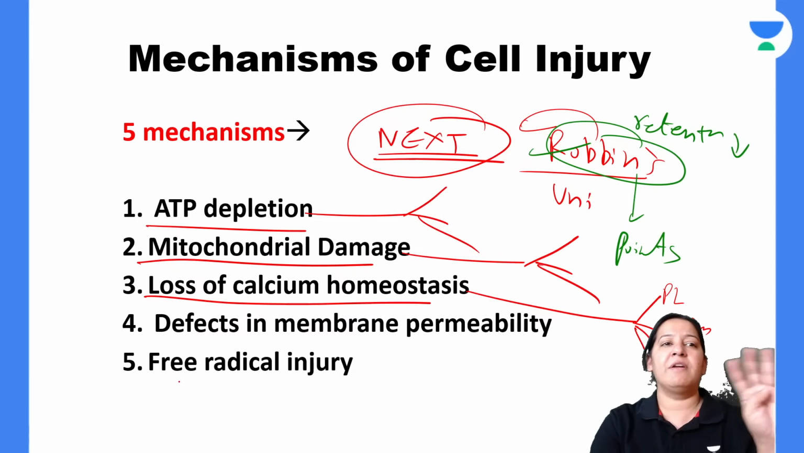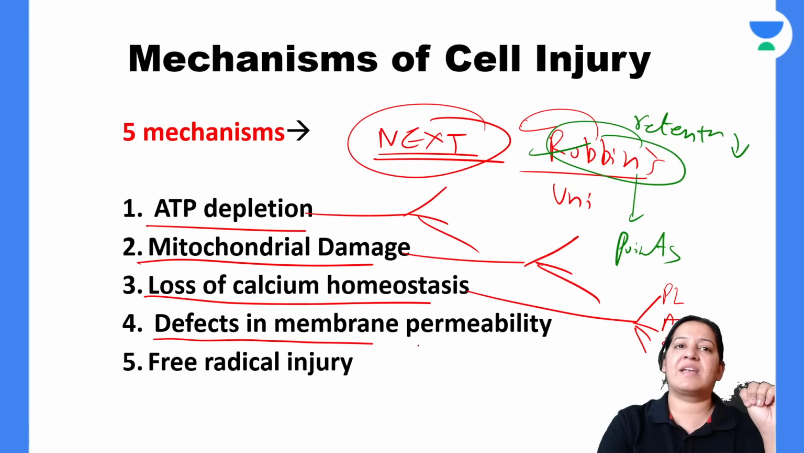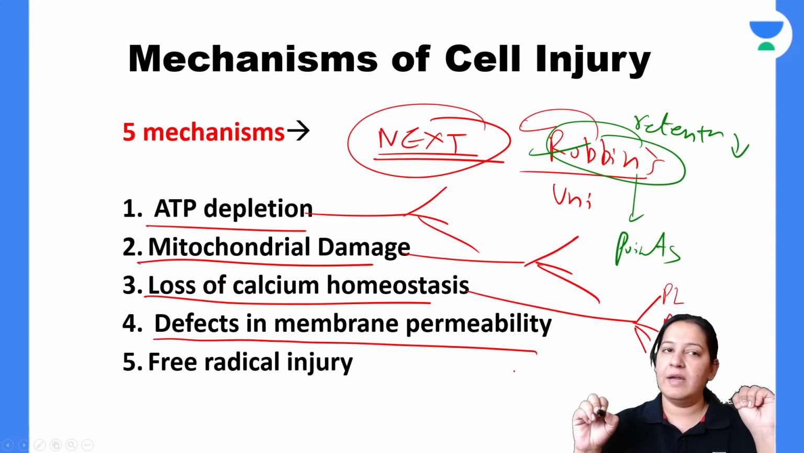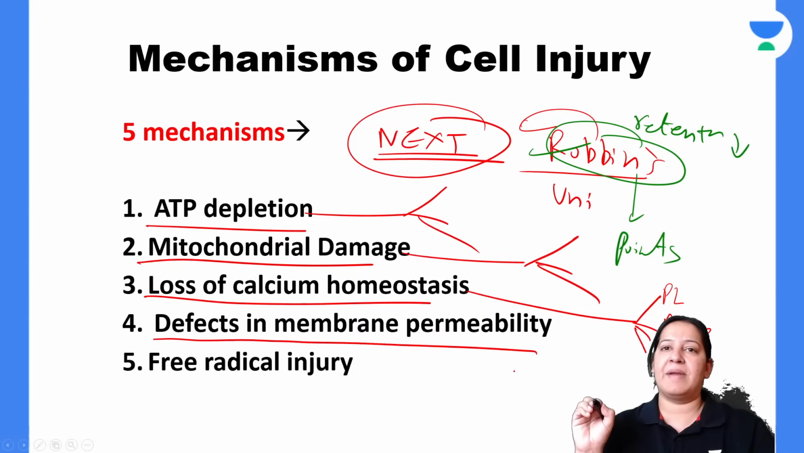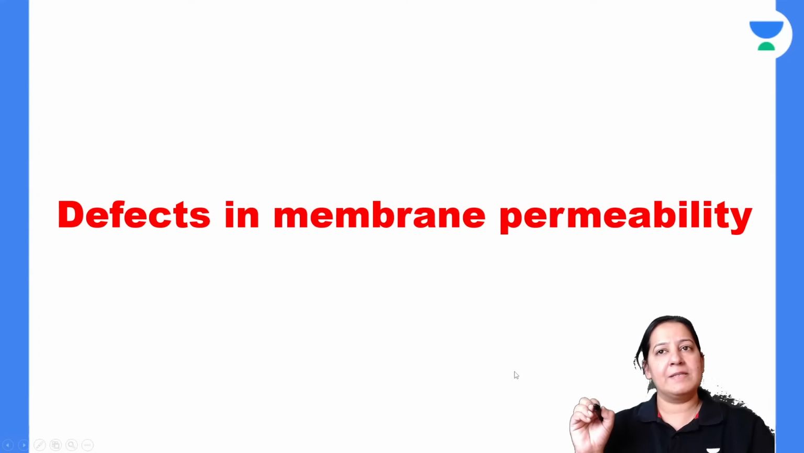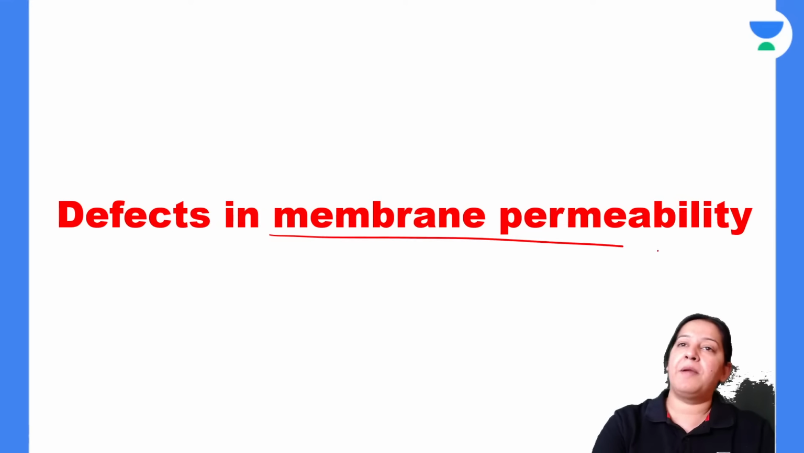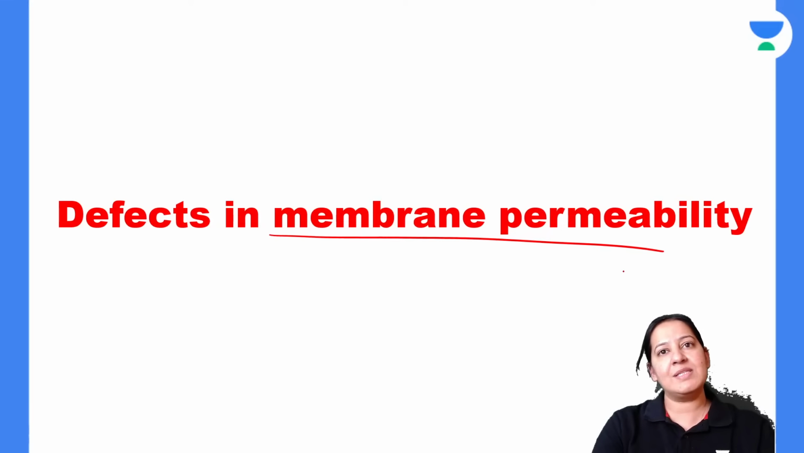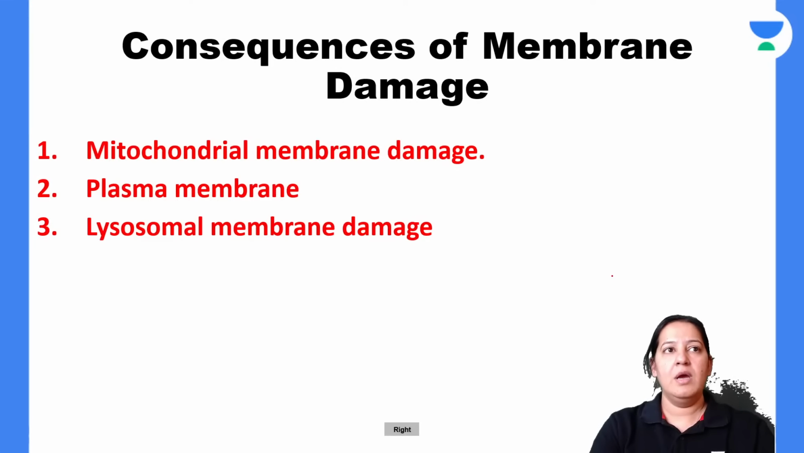So I will continue with the next mechanism of the cell injury. The fourth mechanism of the cell injury is defect in cell membrane. It is a very easy one. The defect in the cell membrane, the cell permeability. So membrane, not cell, it is membrane permeability. So actually due to the cell injury, now, okay, this is a cell.